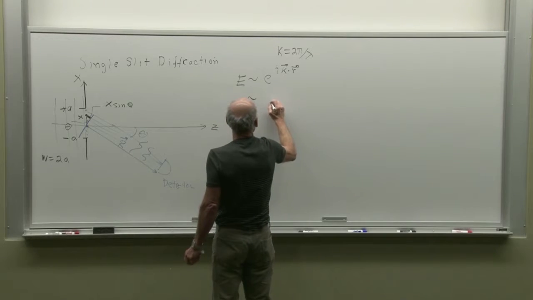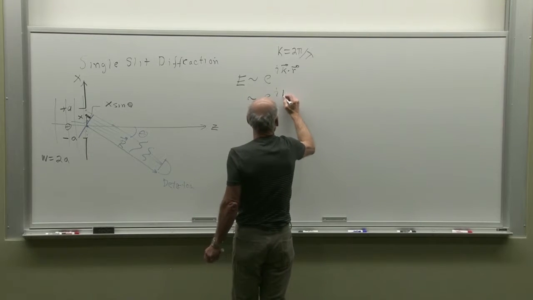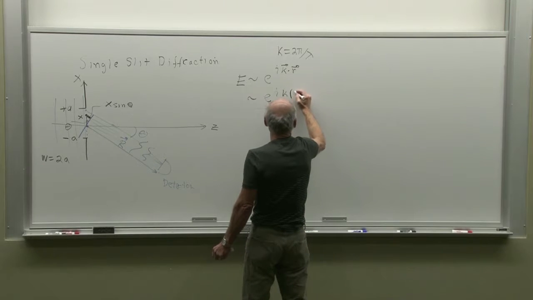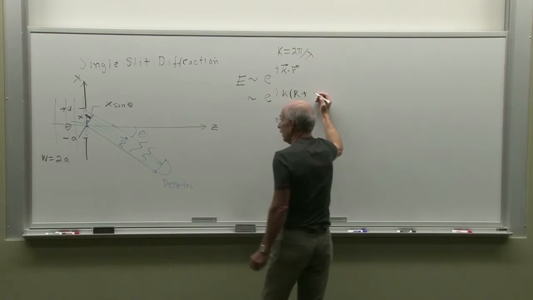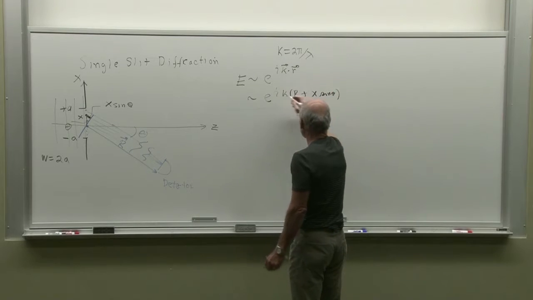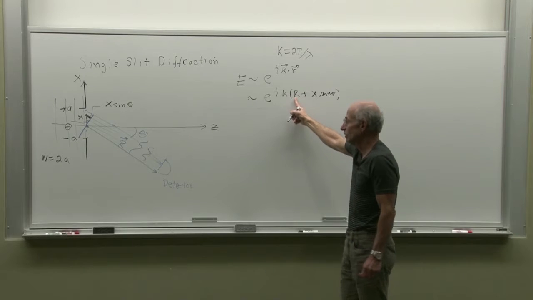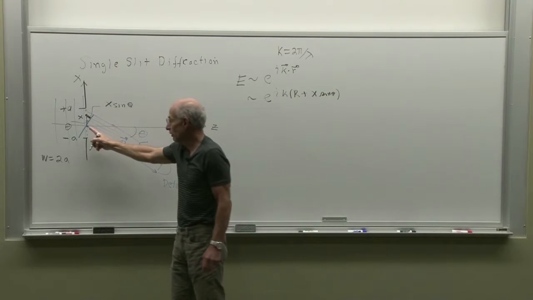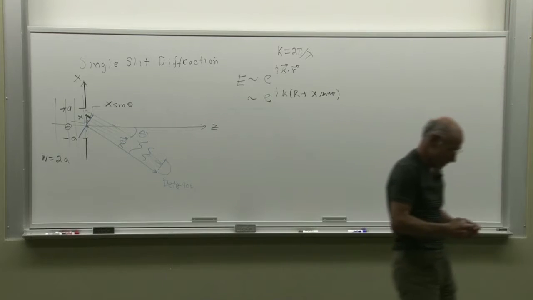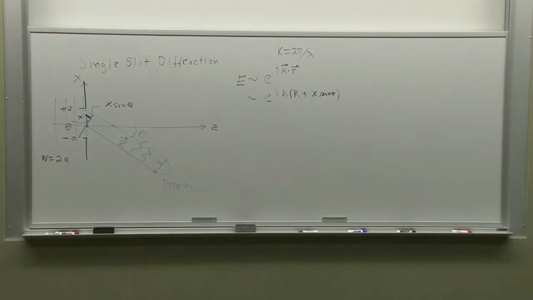And in general, they're going to look like e to the i k. They're all parallel. So I'm going to have an r, but I'm also going to have this factor x sine theta. You see that? Everybody's traveling at least r relative to the origin, but some have extra x's and have a little bit less x. That's an important step right there.